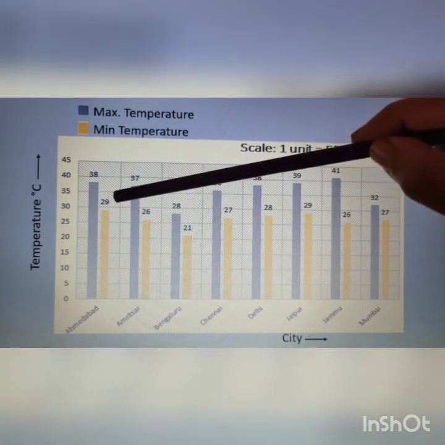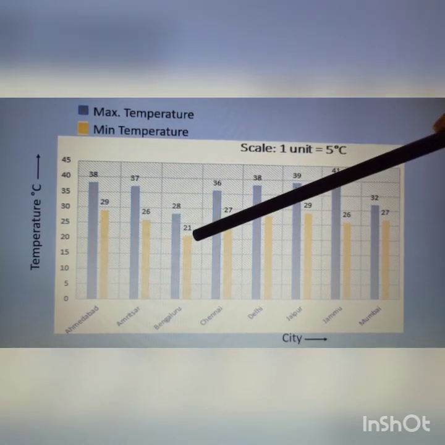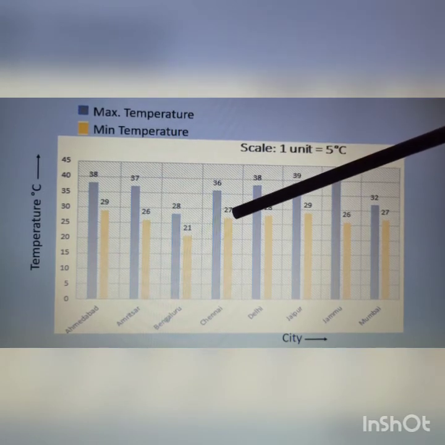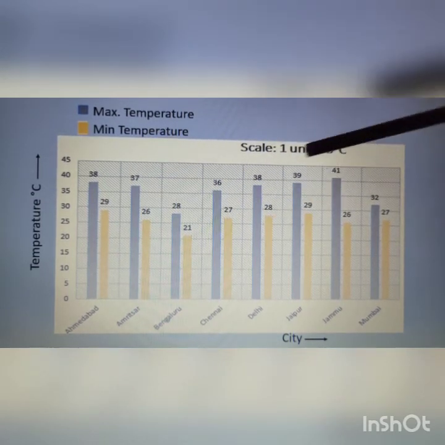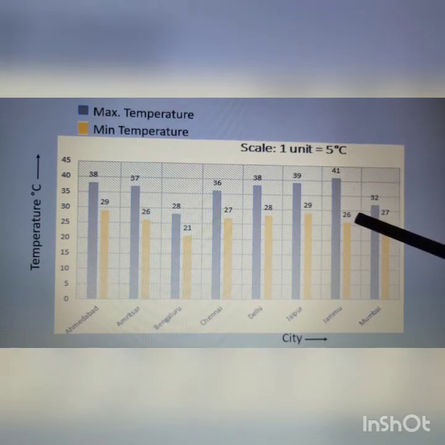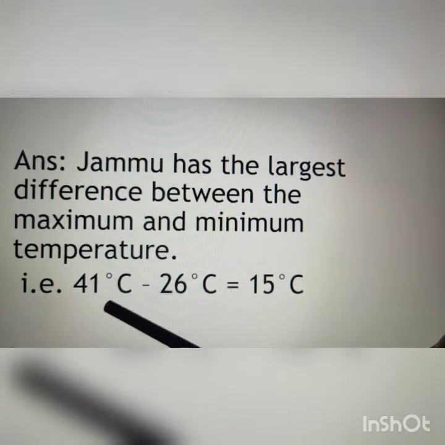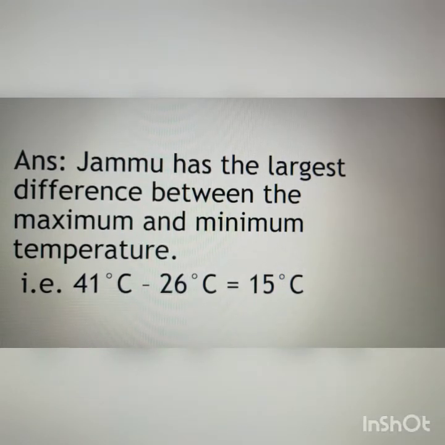38 minus 29, 9. 37 minus 26, 11. 28 minus 21, 7. 36 minus 27, 9. 38 minus 28, 10. 39 minus 29, 10. 41 minus 26, 15. And 32 minus 27, 5. Among these, the largest difference is 41 minus 26 is equal to 15 and the city is Jammu. Therefore, we can write Jammu has the largest difference between the maximum and minimum temperature, that is 41 minus 26 is equal to 15.